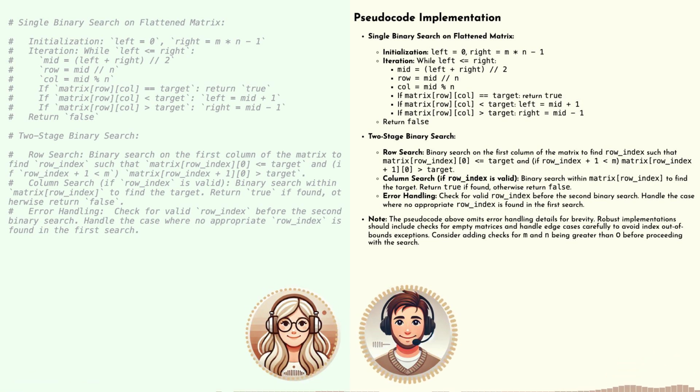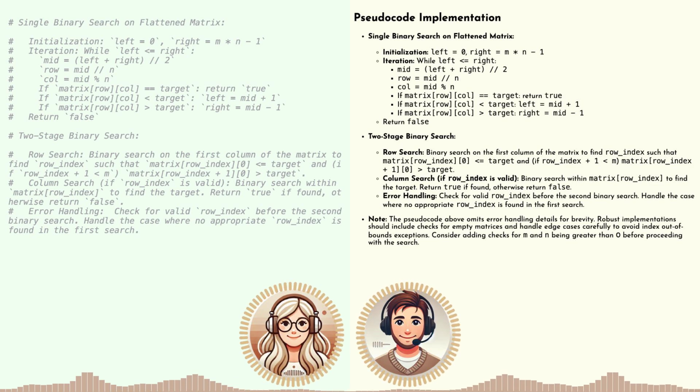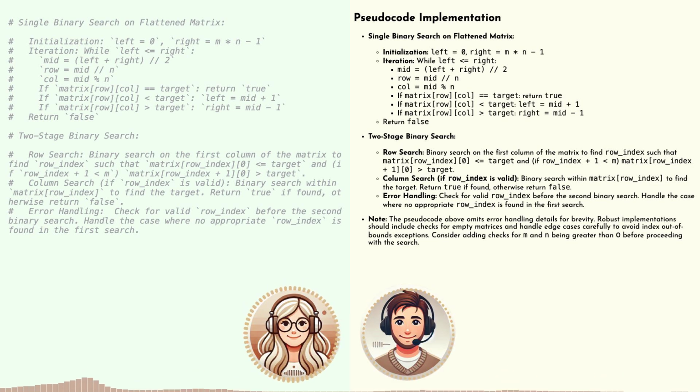With our row and column determined, we compare the value at that location in our original matrix to our target. If it's a match, we celebrate. We found our target. If the value is less than our target, we update our left pointer to middle plus 1, shifting our focus to the right half of the flattened array. And if the value is greater than our target, we update our right pointer to middle minus 1, focusing on the left half. This process repeats, narrowing down our search space until we find our target or our pointers cross, indicating the target is not present.